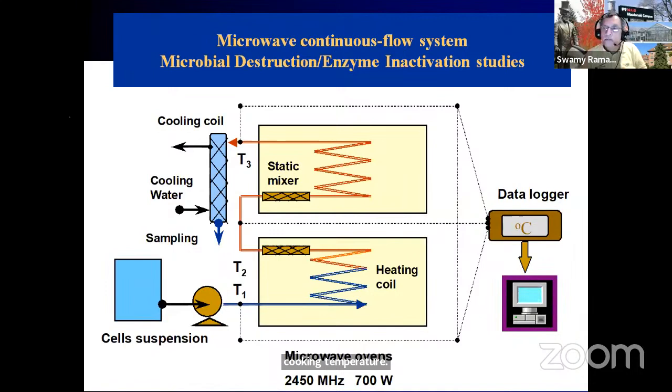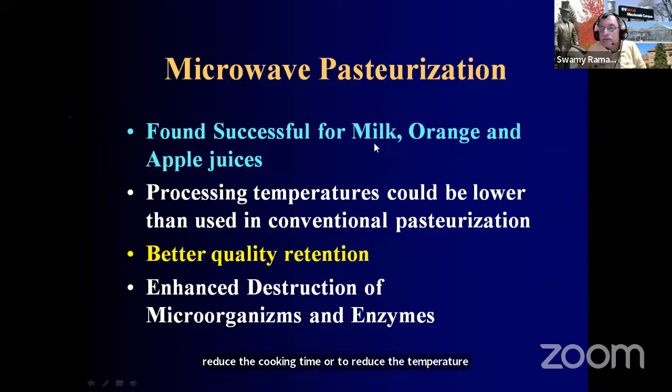So microwave pasteurization offers to reduce the cooking time or to reduce the temperature, giving a high quality product. We have found this to be successful for milk, orange, apple. You can do any beverage, no problem. They all could benefit from using lower temperature for pasteurization, therefore better quality. This is mostly because of the enhanced destruction of microorganisms and enzymes through microwave processing. It's a very nice thing to do.